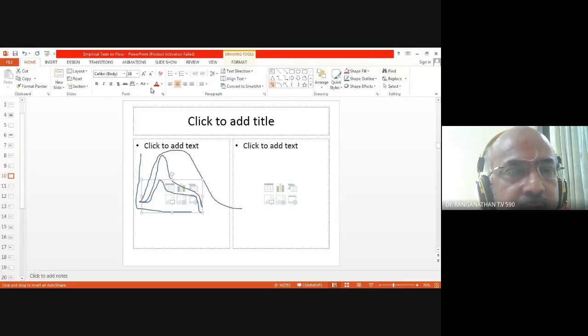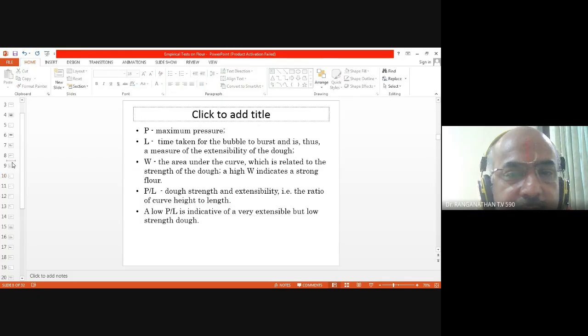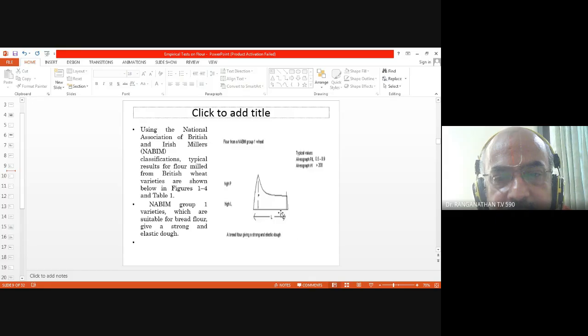So accordingly, you categorize the flour based on this pressure and this time or length. So in both things we categorize it. Accordingly, the P by L ratio: we have a high P and a high L, that is the maximum pressure and maximum time, is a strong flour. And here the P by L should be 0.5 to 0.9. What does it mean by that?